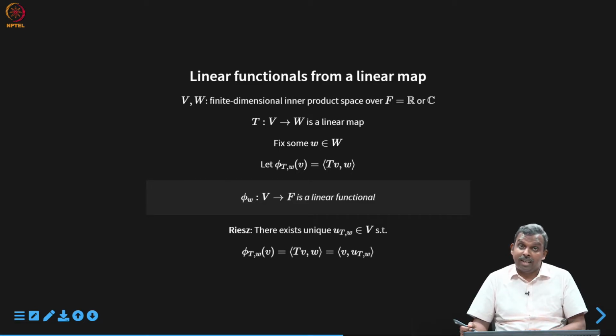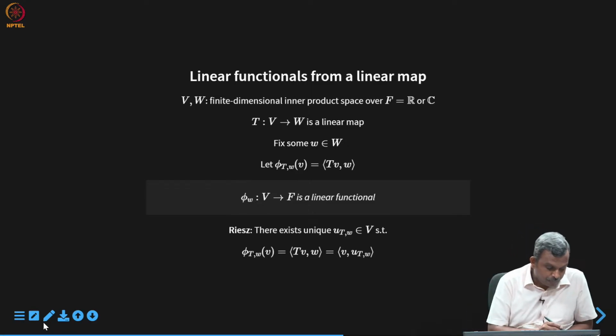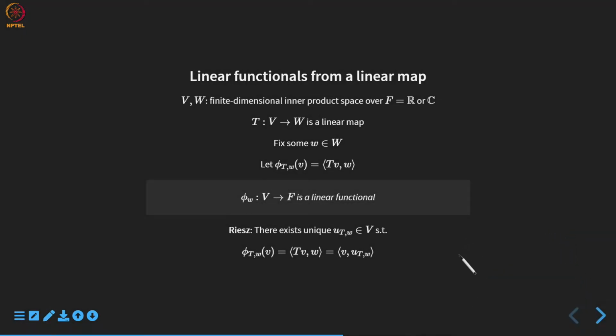Now, what does Riesz say in this picture? Using the Riesz representation theorem, you know that there is a unique u in V such that this linear functional, the inner product of Tv comma w, is always equal to the inner product of v comma u sub T,w. At this point, let me draw a picture to illustrate what is going on. This will help you picture this.